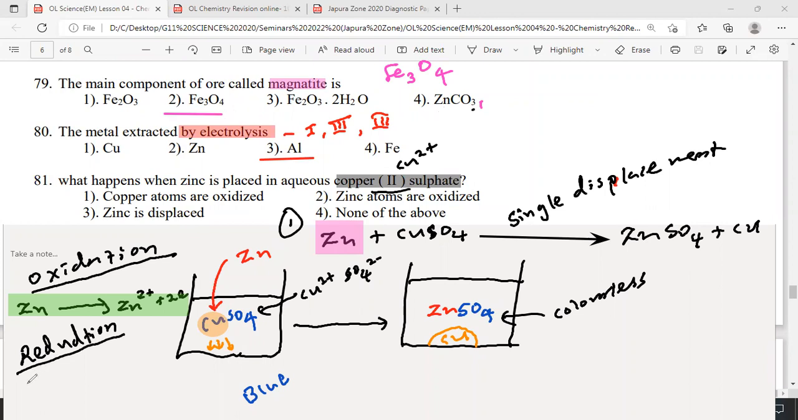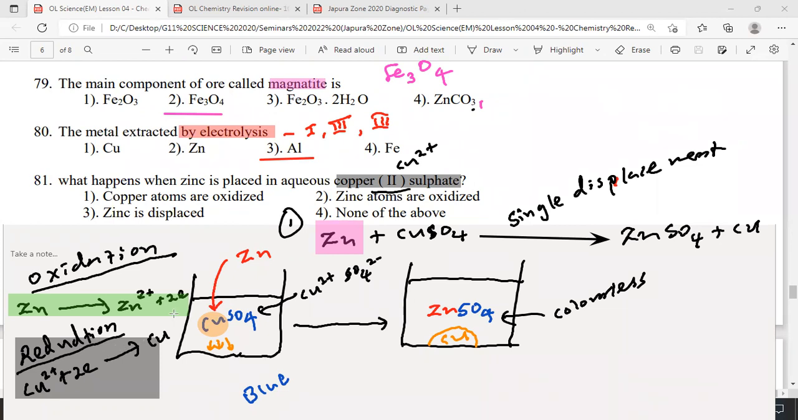So what happens in reduction? Cu2+ gains 2 electrons and becomes Cu. So copper ions get reduced, zinc atoms get oxidized. How many electrons are lost by zinc? 2 electrons. Electrons lost by zinc are gained by whom? Copper ions in the solution.